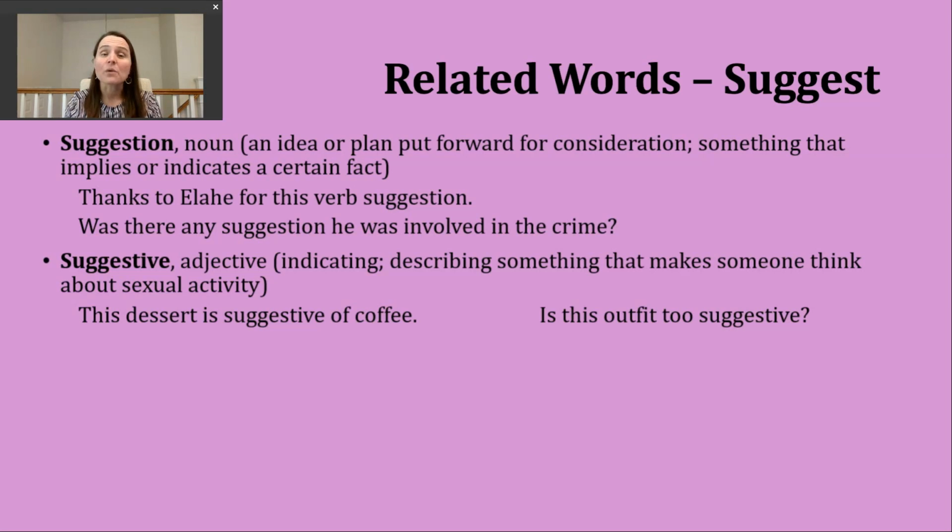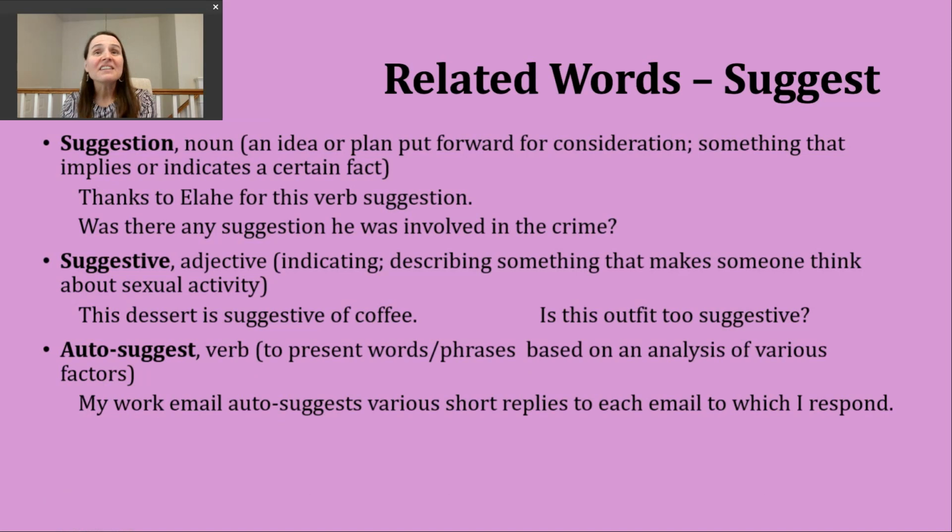A second way, though, this adjective gets used is in describing something. It could be another person, it could be an object that makes someone think about sexual activity. So sometimes you'll hear clothes being described as suggestive. And that's my example there, is this outfit too suggestive?